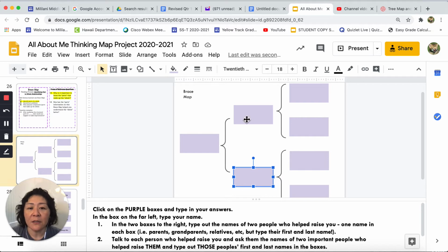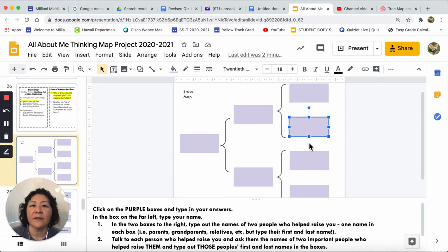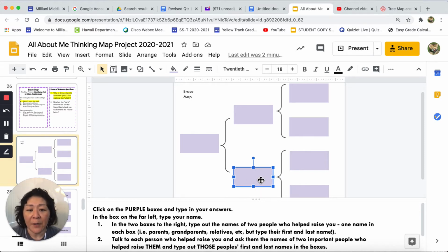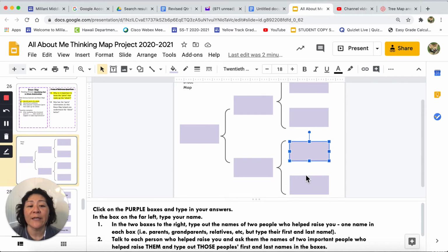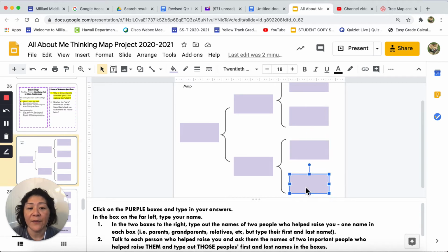Then you will talk to the people that raised you, and you will ask them the names of two important people who helped raise them. So let's say this was dad, like my example. You're going to ask dad, who were the two people that helped raise you? Maybe for dad, it was mom and dad. Then you'd write their names here. You'd ask your dad, what's your mom and dad's name? And let's say it was grandpa. Remember, it was dad and grandpa that helped raise you. You'd ask grandpa, who raised you? And grandpa might tell you who raised him. Then you'd write their names here.